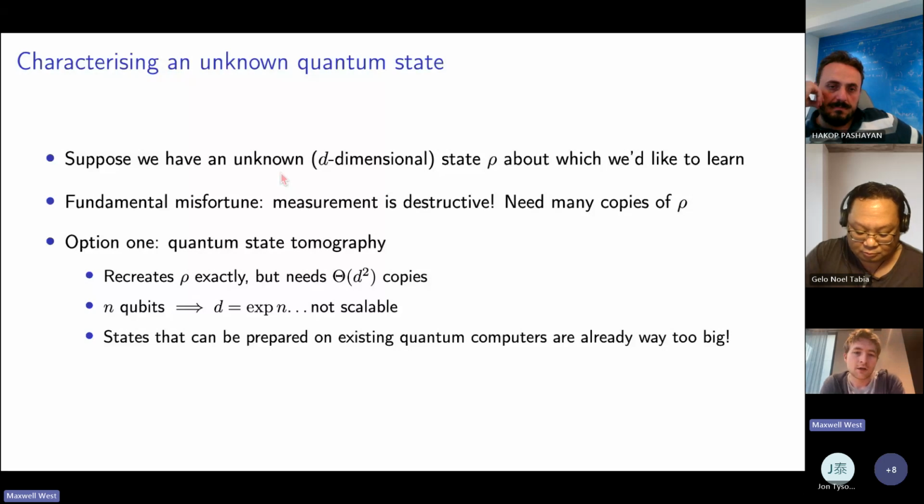Anyway, perhaps the first natural option is you could just do quantum state tomography, right? Which is going to give you an exact classical description of rho. But then the problem is the scaling is pretty horrible. You would expect at least a lower bound of d squared, because remember, this can be a mixed state, so it's something like a d squared dimensional object.